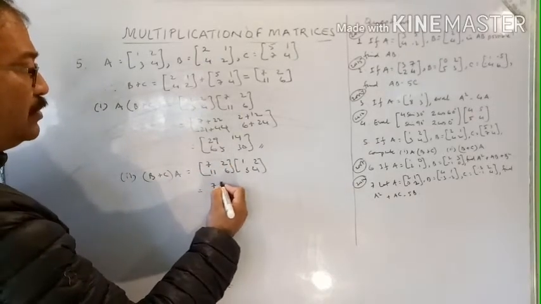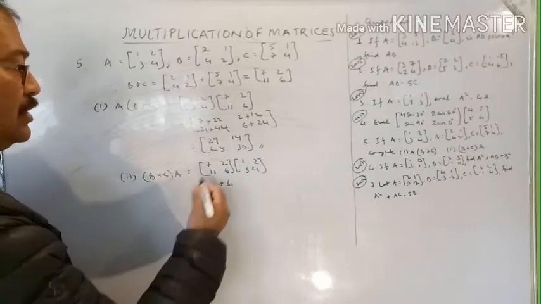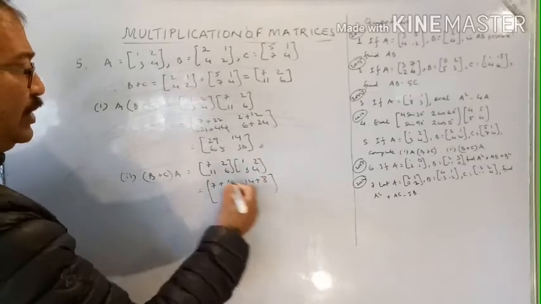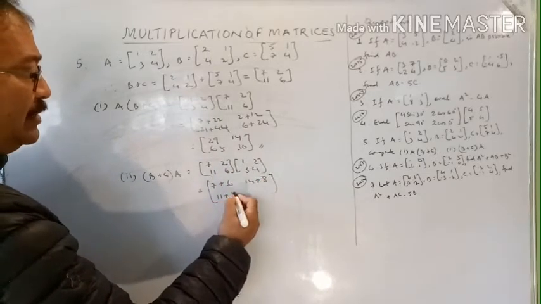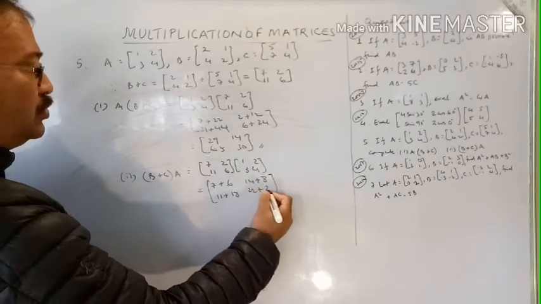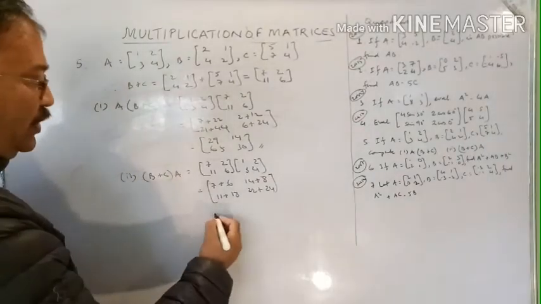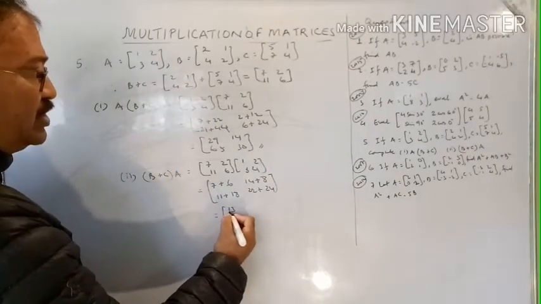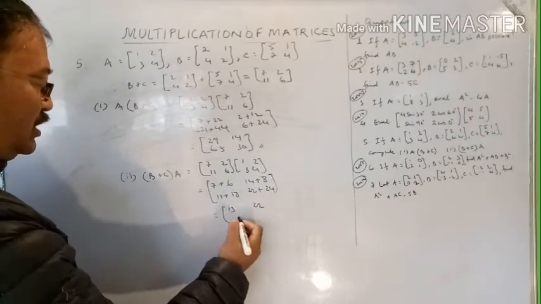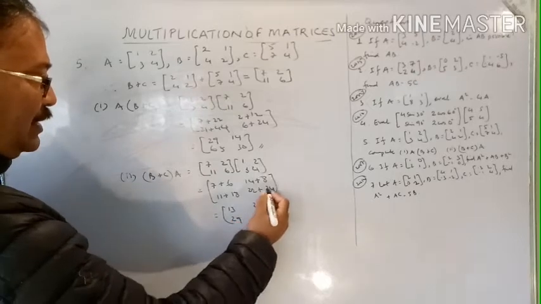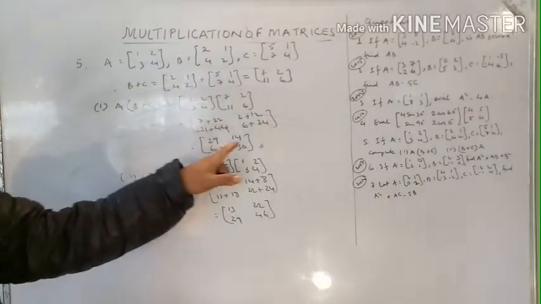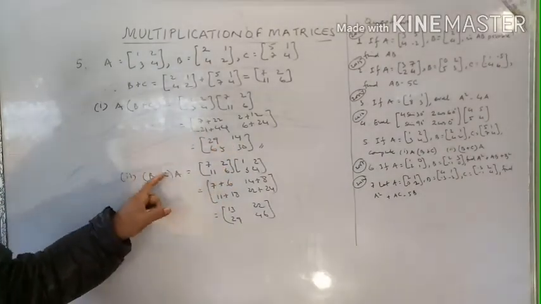7 ones are 7 plus 2 threes are 6. 7 twos are 14 plus 2 fours are 8. Then 11 ones are 11 plus 6 threes are 18. 11 twos are 22 plus 6 fours are 24. So if you simplify, this is 13, this is 22, this is 29 and this is 46. Now see, A into B plus C is 29, 14, 65, 30, but B plus C into A is 13.